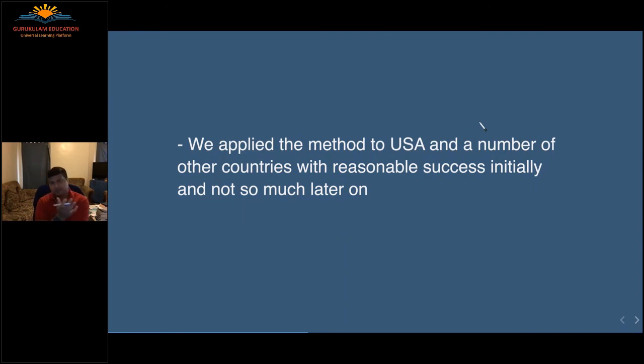As I mentioned, we applied this method to a number of other countries with reasonable success initially, and not so much later on because of this plateauing thing. But we also had to incorporate change points into the model, and that allowed us to fit even better models. But I don't want to go into the technical details of those things. I want to keep it fairly general and simple. But the bottom line is, as we developed this method, we had to make a lot of tweaks, and COVID-19 basically played a big role in also developing this methodology.